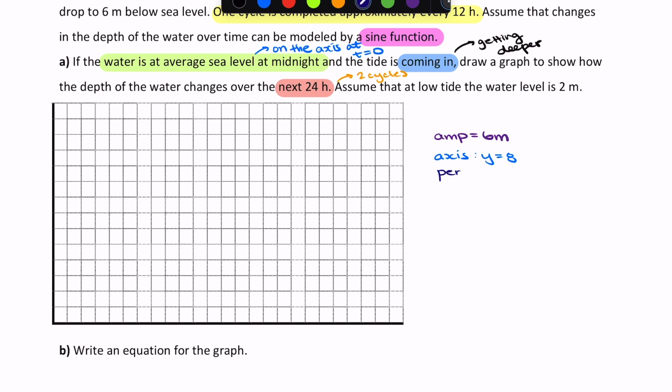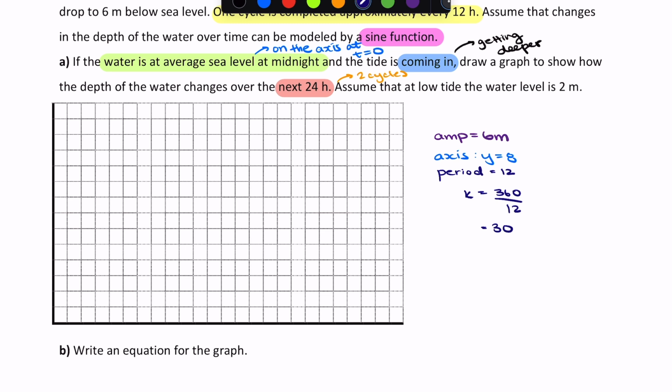Here we see that our period, that we looked at, is equal to 12. This means that our k value is equal to 360 over 12, and that will give us 30. So here k is equal to 30.